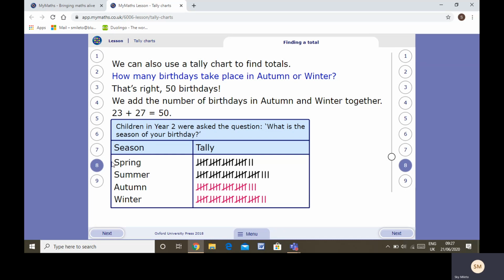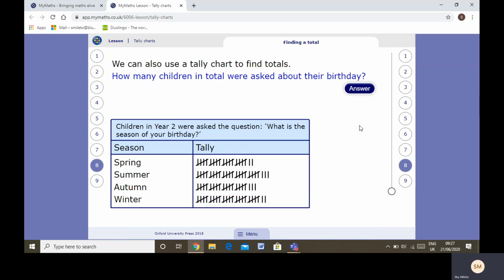So then we actually know how many children took part in the survey as well. If we know that 50 were born in spring and summer and 50 in autumn and winter, they all have to have a birthday in the year. Therefore, 100 children took the survey.